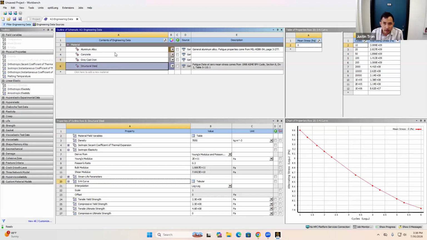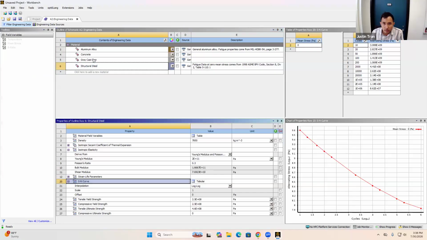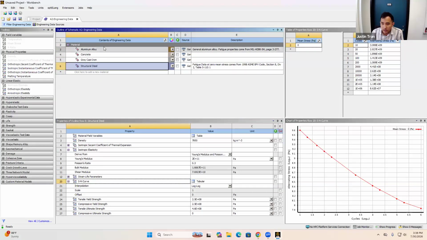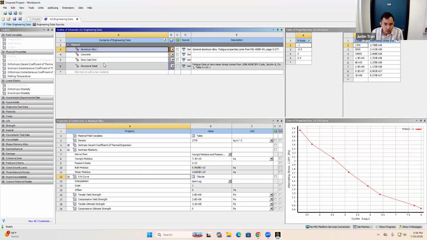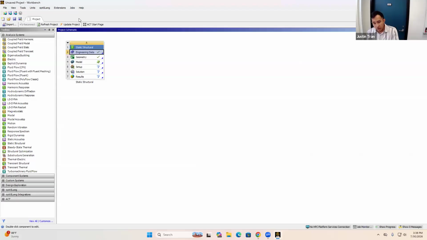Same thing for cast iron. So it looks like some materials in ANSYS do have that SN curve, but not all of them. That's one thing you want to check. If you do want to run fatigue analysis, make sure that your material has it. If it doesn't have that SN curve, you're not going to be able to run fatigue life analysis. All right, so let's jump into ANSYS Mechanical.